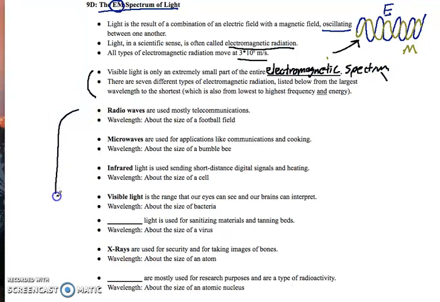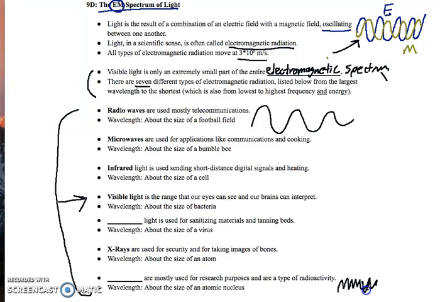So all of these are different types of electromagnetic radiation. Visible light is only one of them right here. There are actually 7 different types, listed below from the largest wavelength to the shortest. The largest wavelength is radio waves. The shortest is down here. We're going to say what that is in a second, but its wavelength is really short.